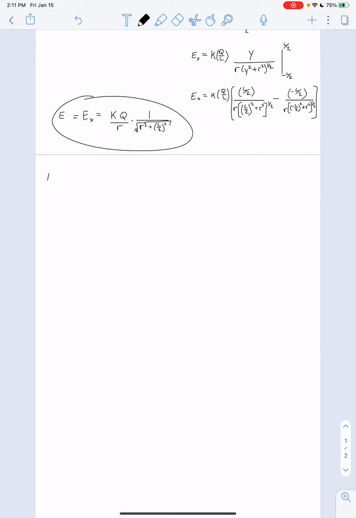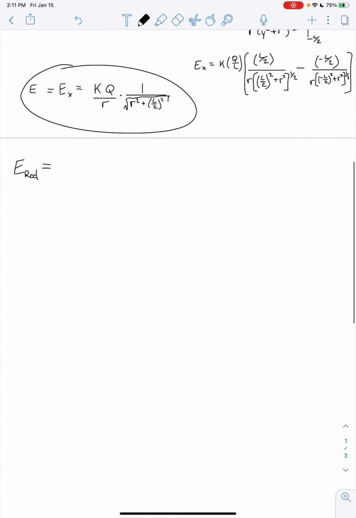So we've got this electric field of the rod, and it is kQ over r times 1 over the square root of r squared plus (L over 2) squared. Okay, so what else can we do here to make things a little bit nicer to manage?